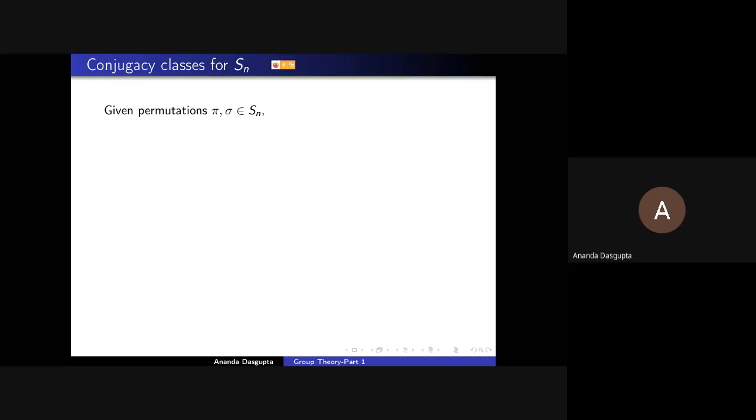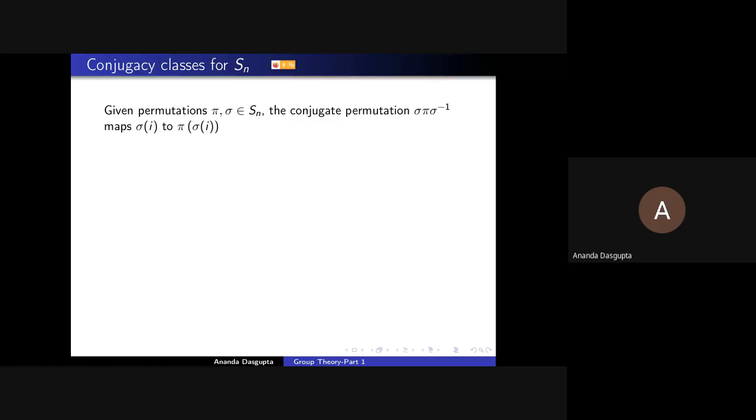And very quickly, conjugacy classes for the permutation group. This is going to be very important for many purposes, especially one of the lectures later. Let me just point out what the conjugacy classes will look like. So given two permutations pi and sigma, the conjugate permutation to pi is sigma pi sigma inverse. What does it do? Well, you ask what does it do to sigma I? That's easy. Sigma inverse of course undoes sigma, it gives you back I. Then pi acts on it, you get pi acting on I. And finally sigma acts on it.